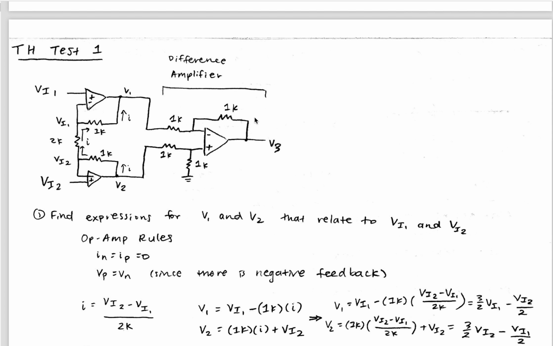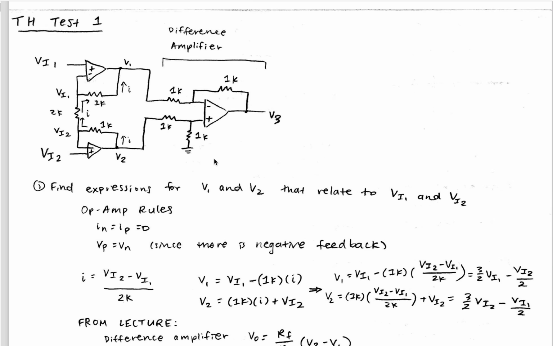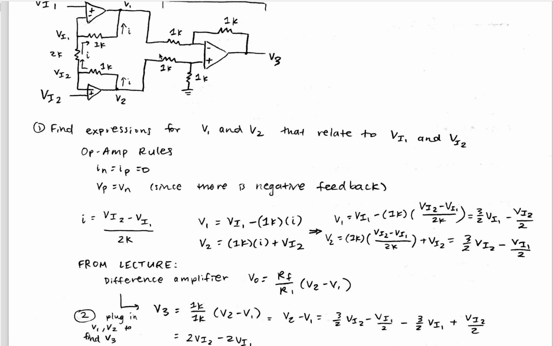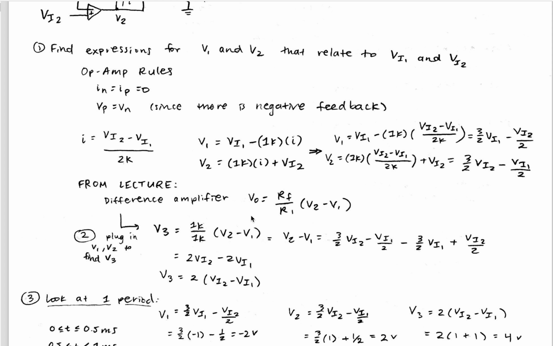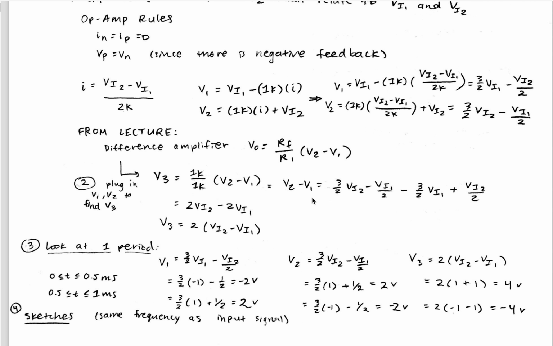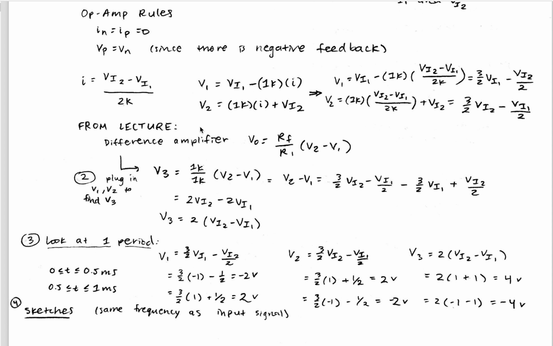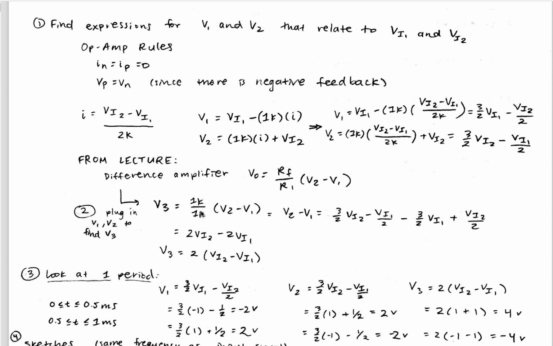And for the second part here, which is the difference amplifier, we can see that the two inputs into it are equal to what we just found, which are V1 and V2. And from class, we know that the equation for the difference amplifier is V out equals RF over R1 times (V2 minus V1). And so now we just use this equation and plug in V1 and V2 into it, as well as the resistor values from the circuit. And we can simplify all of this down until we get 2 times (VI2 minus VI1).